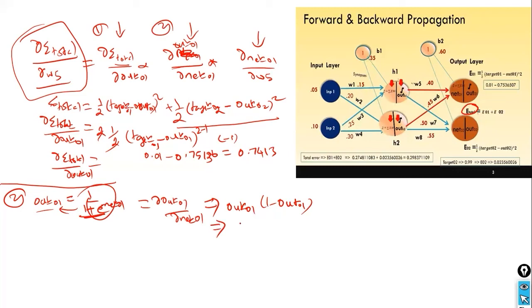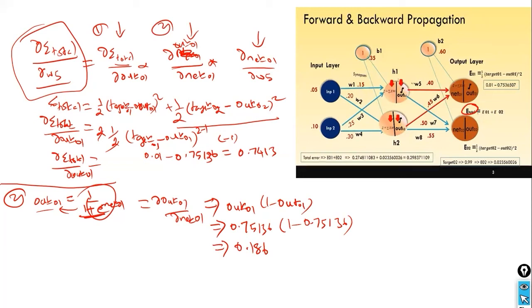Here, what is out O1? The output of this one, right? Out O1 is 0.7536, into 1 minus the same value, 0.7536. When you solve this, you will get something like 0.186. Okay, you get some value.